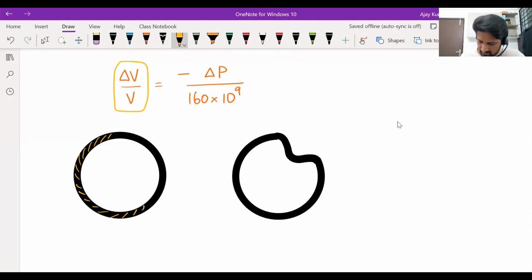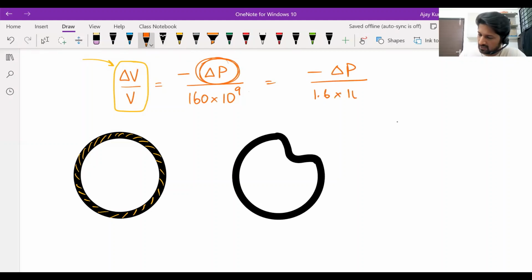Okay, if you consider a ball made completely of steel that you want to compress, understand how much pressure you need to create to bring about a significant change in volume. If you want the relative change to be significant, the denominator is 160 into 10 power 9. In proper scientific notation, you would write it as minus delta P divided by 1.6 into 10 power 11. So you will need to create a pressure change of the order of 10 power 11 pascals, which is huge. So if you want to actually compress steel, that is the kind of pressure that you need to apply.